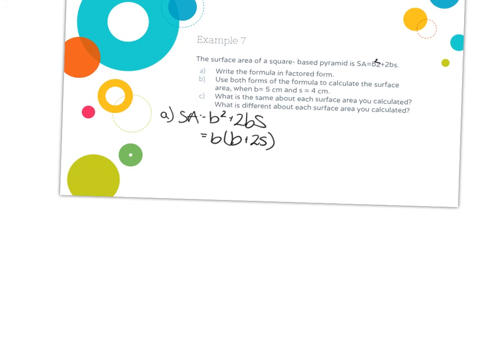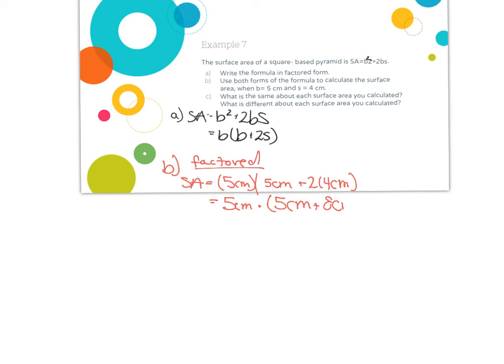Use both forms of the formula to calculate the surface area when b equals 5 and s equals 4. So for b, let's use our factored form and sub in. So the surface area equals b, so 5 centimeters, times 5 centimeters plus 2 times 4 centimeters. I get 5 centimeters times 5 centimeters plus 8 centimeters. We get 5 times 13, it looks like. And I get 65 centimeters squared.